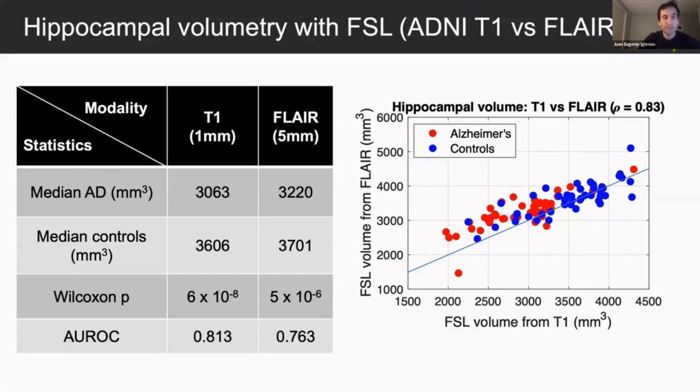So if you run a non-parametric test, you see that the medians are, again, a bit higher, but the separation, you lose a little bit, right? The area under the curve goes from 81 to 76. But again, it's a 5 millimeter axial FLAIR, so we were very happy with this.